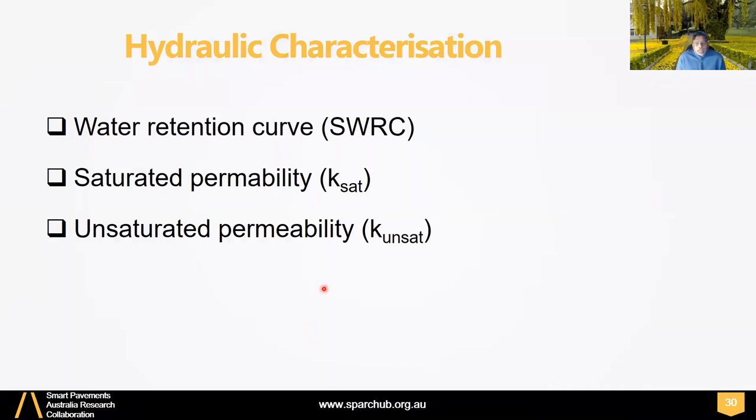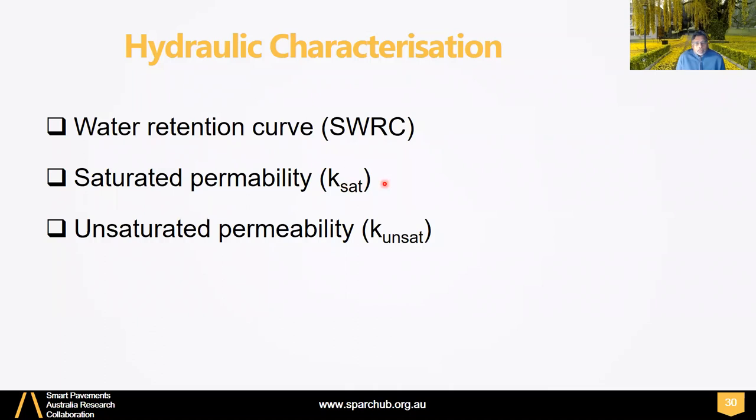So, hydraulic characterization. Three things I am hoping to discuss: the soil water retention curve, saturated permeability, KSAT, and unsaturated permeability, KUNSAT. Some of you may not be familiar with this terminology. When we mention permeability, we might say just permeability.